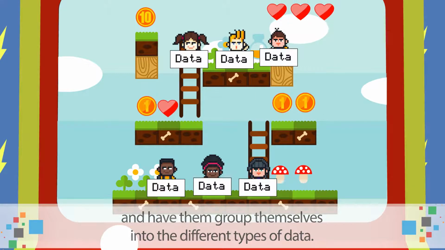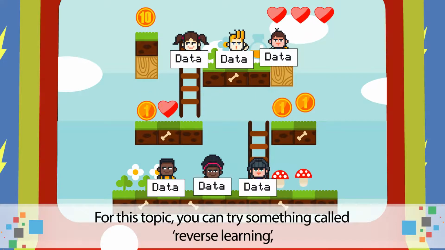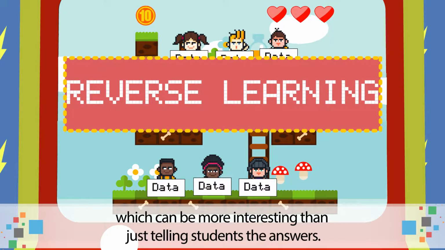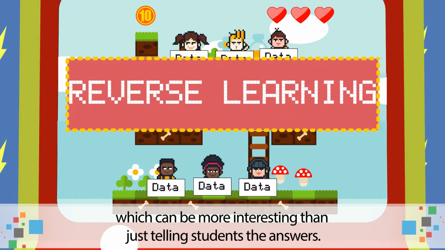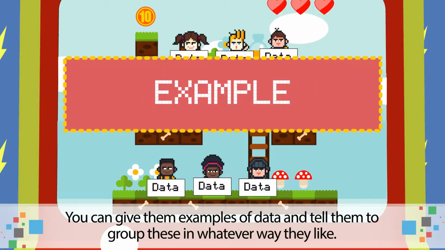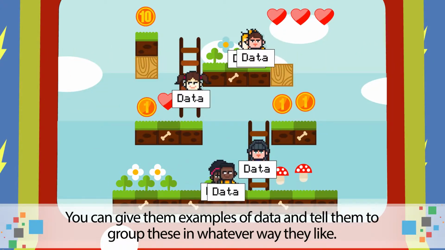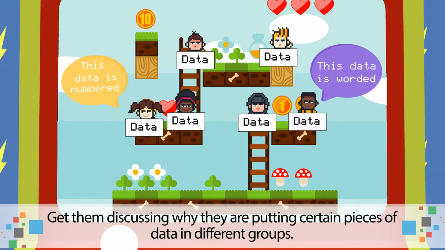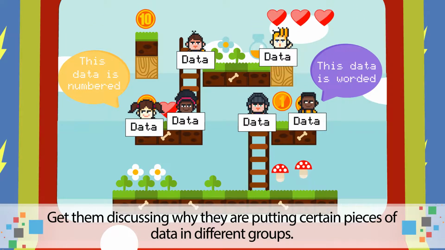For this topic, you can try something called reverse learning, which can be more interesting than just telling students the answers. You can give them examples of data and tell them to group these in whatever way they like. Get them discussing why they are putting certain pieces of data in different groups.